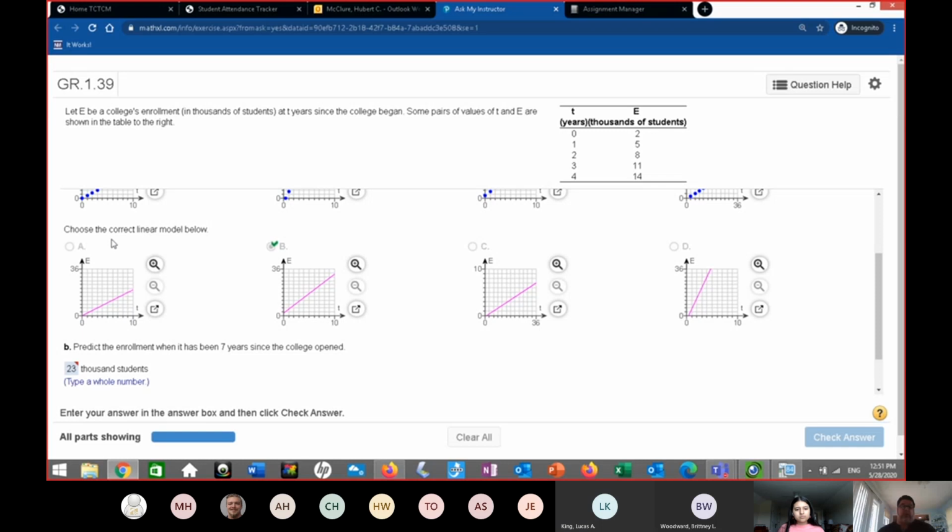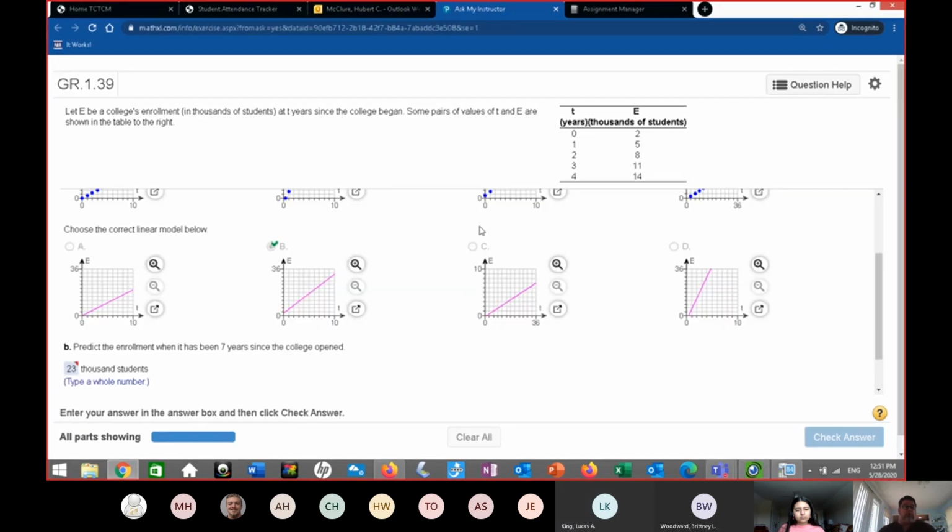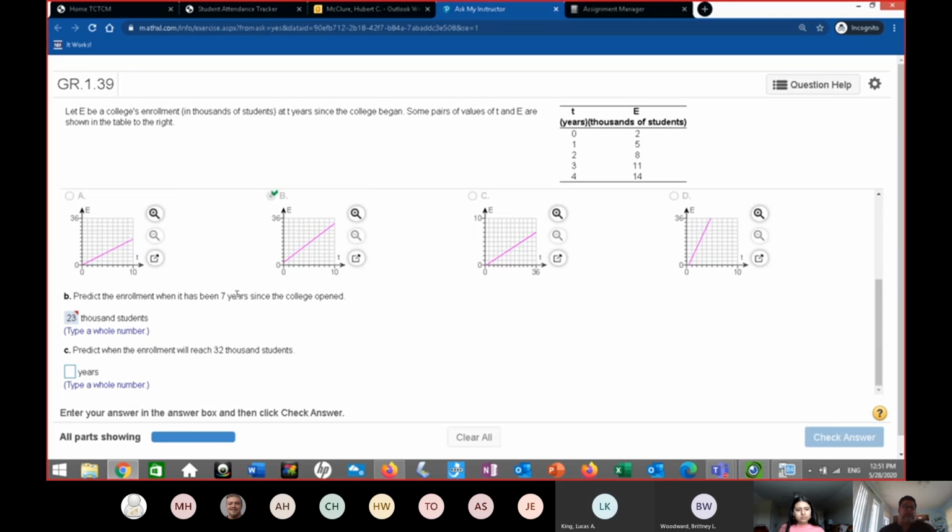Choose the correct linear model. Well, where's the only one that hits at 0, 3? This one. Predict the enrollment where X is 7 years.